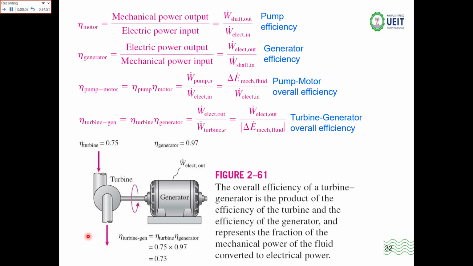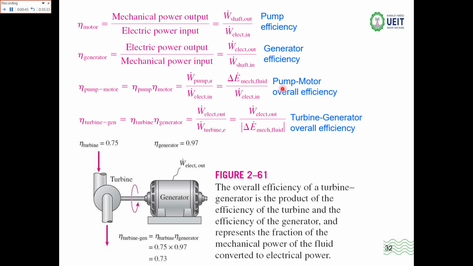Now the motor efficiency. Efficiency of the motor is basically the mechanical power output divided by the electrical power input. Here the output is the mechanical work, that is W shaft, and the input is the electrical power, which is W electric. For a generator, you have the generator efficiency: electrical energy output W electric divided by the mechanical power input W shaft. Here motor efficiency and generator efficiency are also reciprocal of each other.